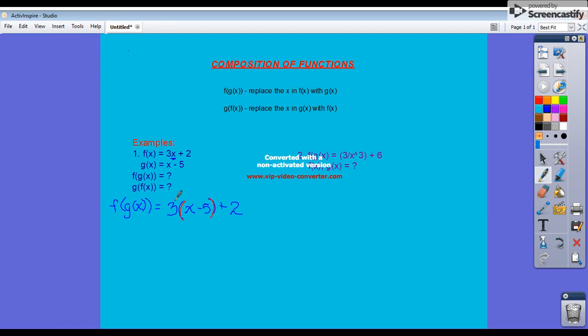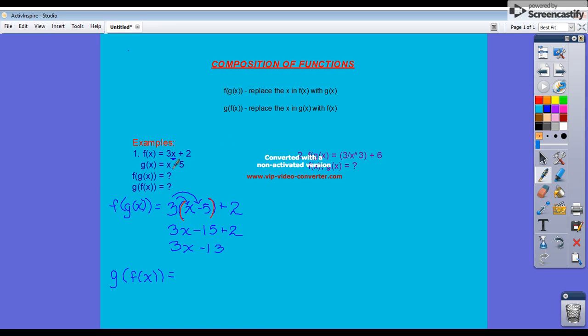So in this case, from here, after I substitute it in, it's just a matter of distributing, giving me 3x minus 15, drop down the plus 2 you haven't used, for a final answer of 3x minus 13. It also asks for g of f of x. So to find g of f of x, notice in the second line above, you're just replacing the x in g of x with f of x.